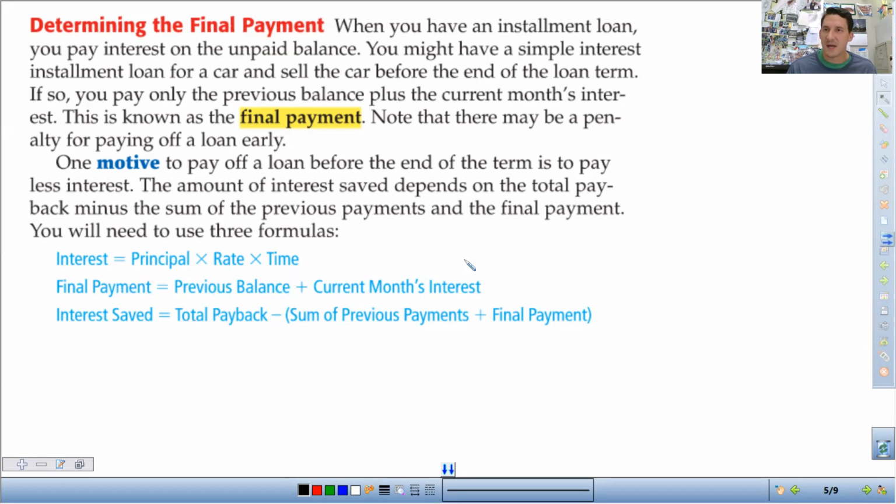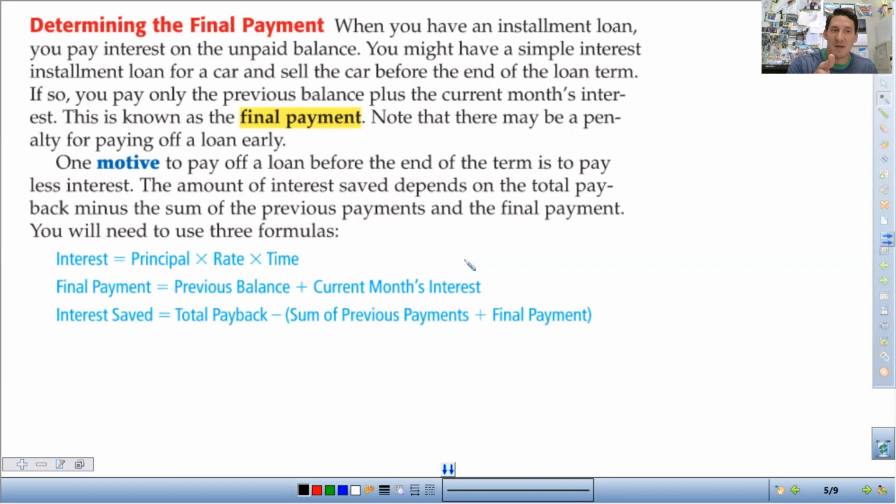So how this works: say you got a bonus at work, or maybe your great-grandma died and gave you a bunch of money in inheritance. Now you have money to pay off a loan. You can pay off that loan early, the remaining balance plus whatever interest, to save money on interest. So you don't have to follow the payment schedule that we talked about last week. You can always pay off a loan early.